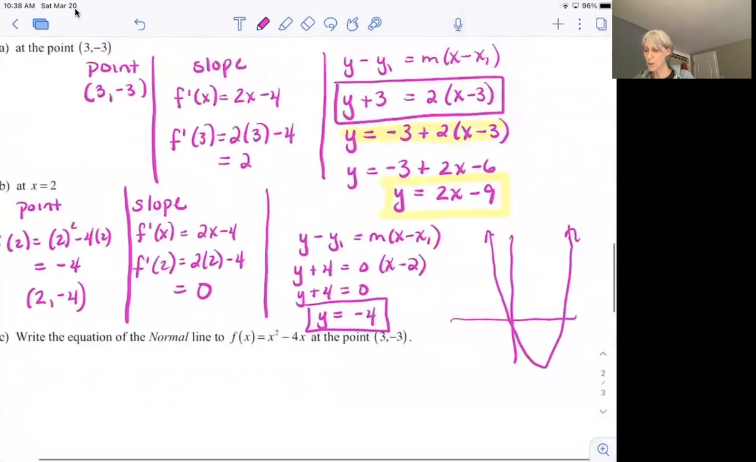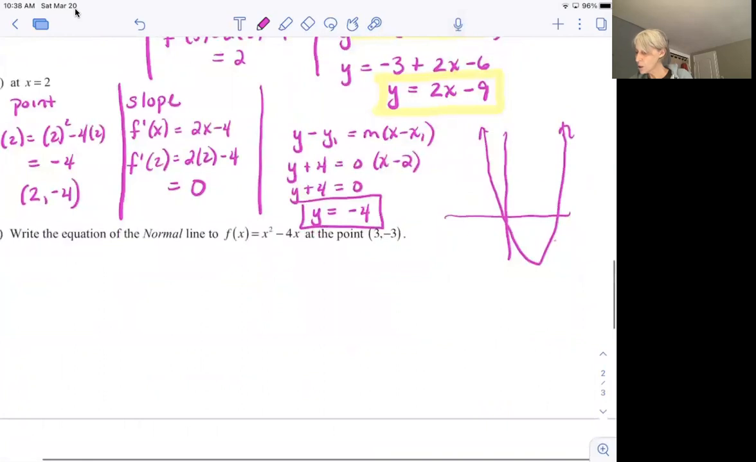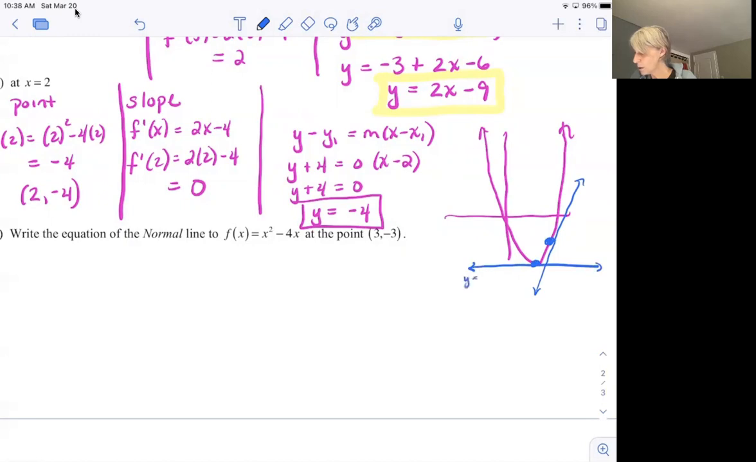The first equation we wrote was at the ordered pair (3, -3). So our first tangent line was this one here, right? And the second tangent line we wrote was actually here. And that's our horizontal, right? That's our y = -4. If you remember from the other day, that's where our slope is 0. And that's actually a minimum value on the curve.